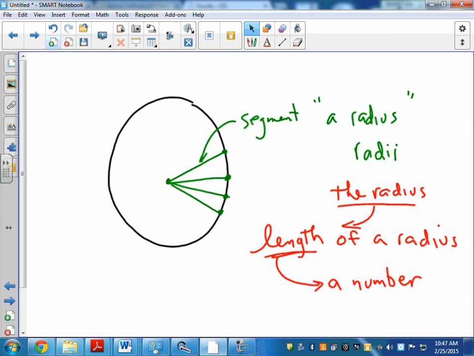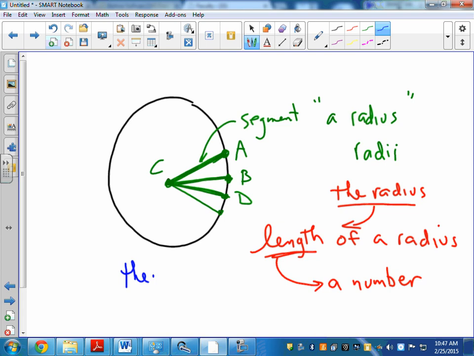When we talk about a radius, we're talking about a segment, say from C to A. So segment CA is a radius. Segment CB is also a radius, right? All of these segments, CD is a radius. There's an infinite number of radii. But if we talk about the radius of this circle, it is the length of any one of the infinite number of radii. Say the length of CA, the length of that segment. And that might be a number. Again, just to use inches, that might be 4 inches. Okay?